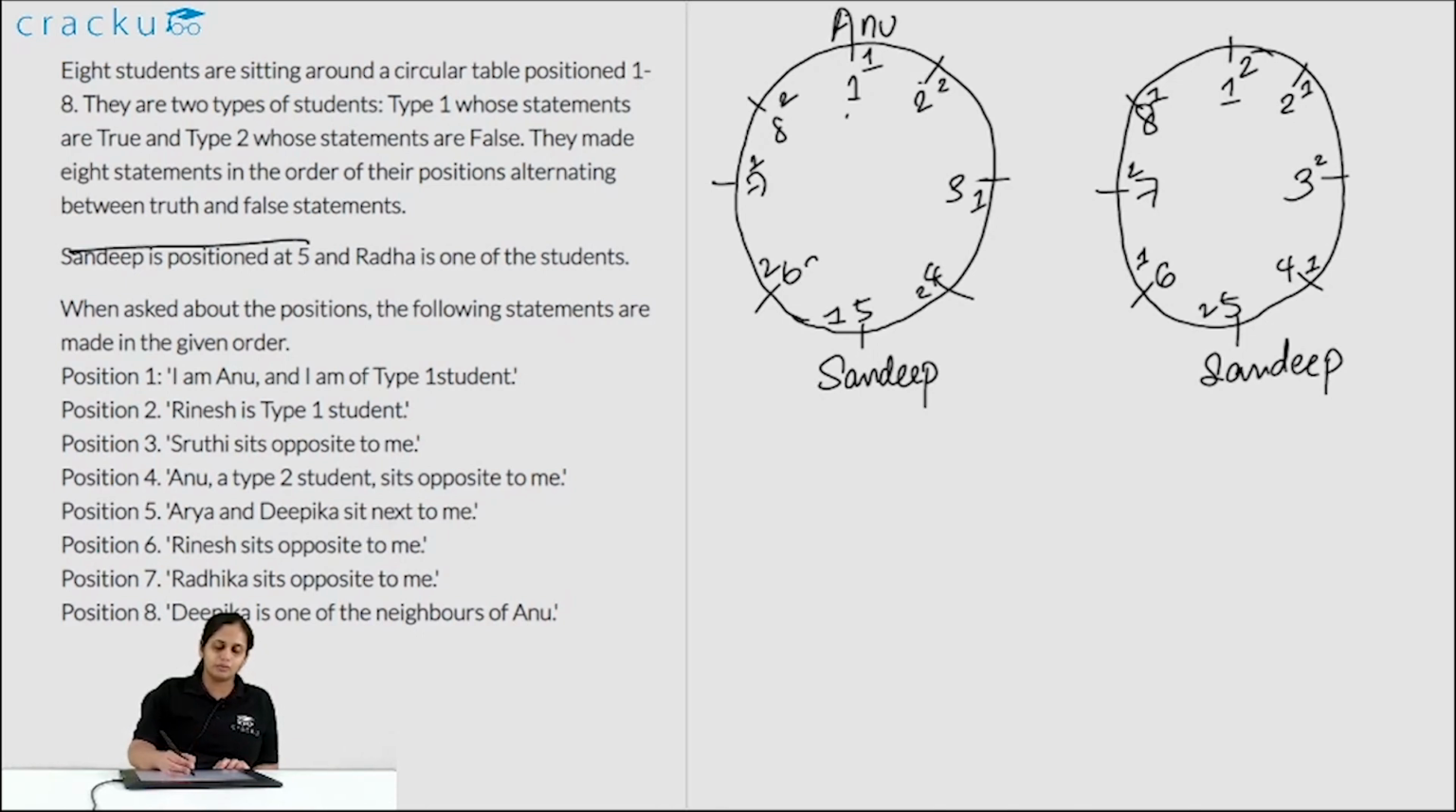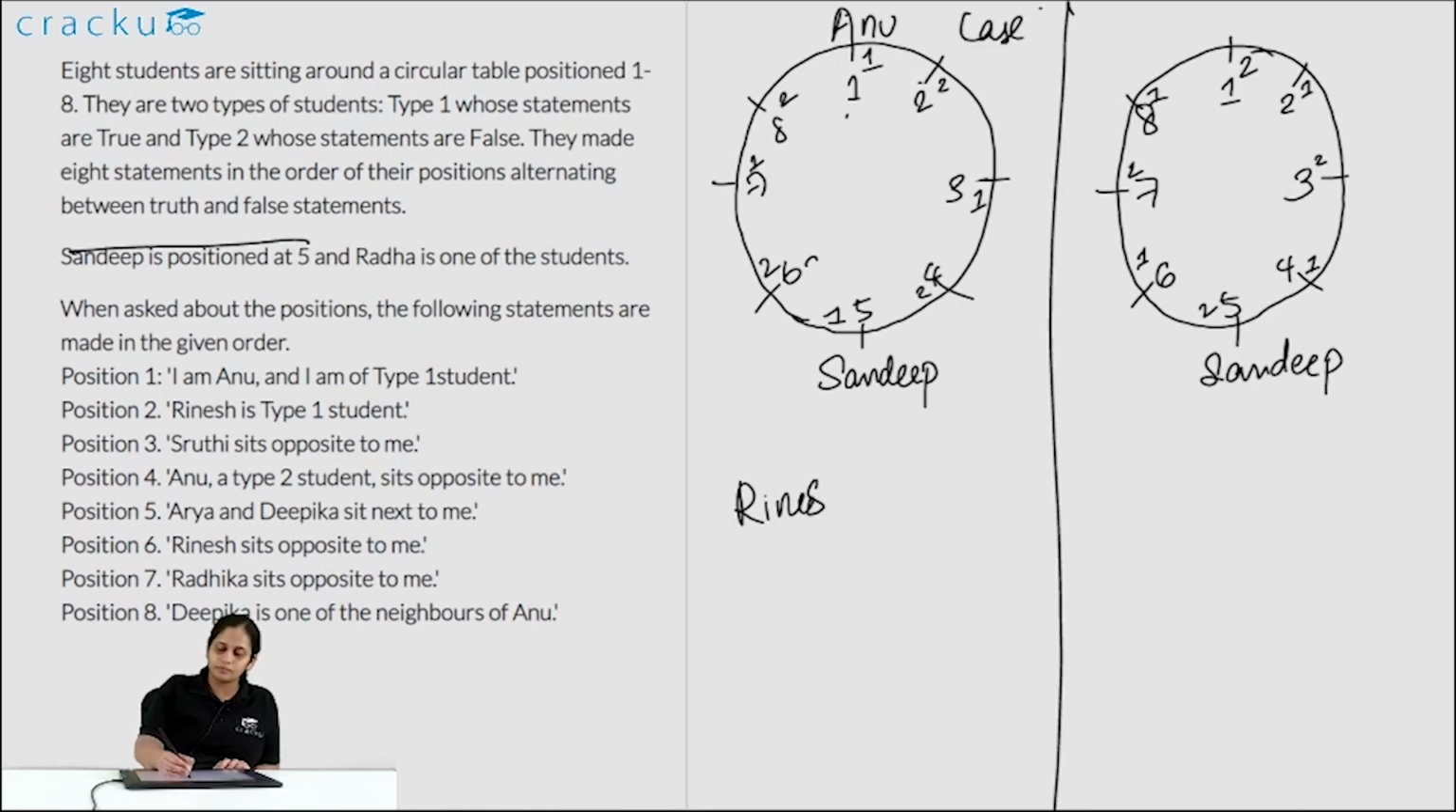Position 2 would say that Rinesh is a type 1 student. This would be a false statement, so that would indicate that Rinesh, I'll just put it to this. So this is case 1, case 2. Okay, Rinesh is actually a type 2 student then, because this person is lying. So this statement is false, which means that Rinesh is a type 2 student.